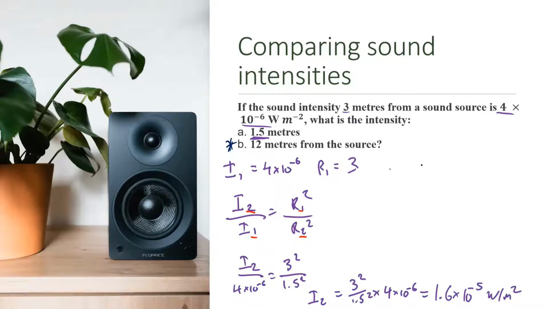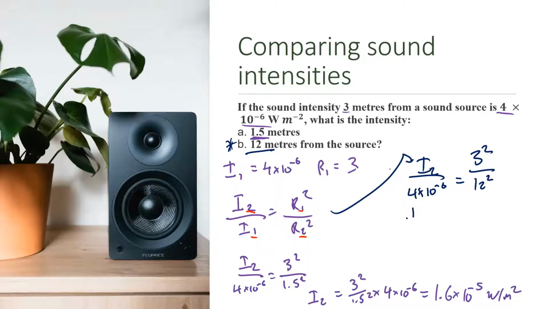Okay, we're going to use the same formula here. We're going to substitute into this formula. I2 over, in this case, 4 times 10 to the power of negative 6 equals 3 squared, because that's what R1 is, and R2 this time is actually 12 meters squared, so over 12 meters squared.